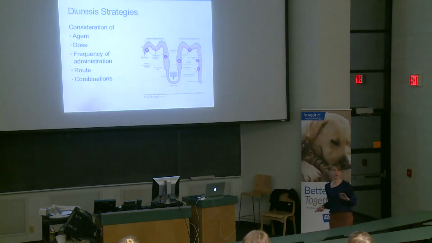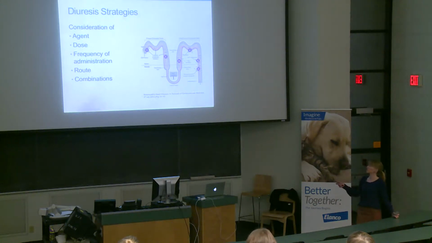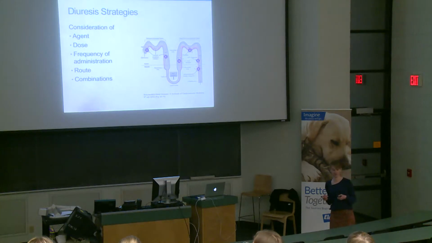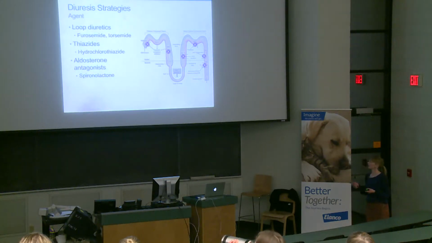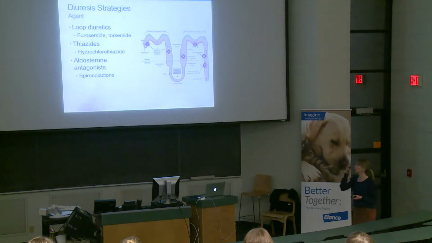When we talk more about maybe some more chronic therapies, then we may have more choice. But we have to think about the agent, the dose, the frequency of administration, the route of administration, and then sometimes we even get into combinations of agents. So the agents that come into play are usually our loop diuretics, so they're the ones that act here in the thick ascending limb of the loop of Henle, targeting this sodium-potassium transporter. So those would be things like furosemide and also torsemide, which I'll touch on very briefly.